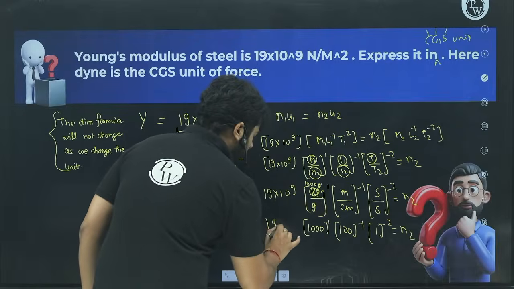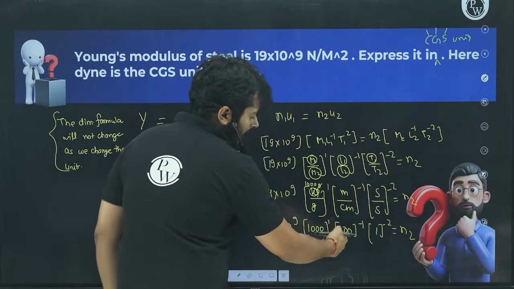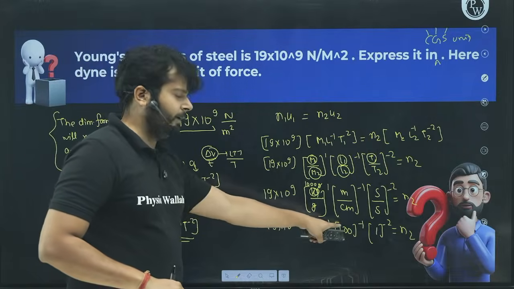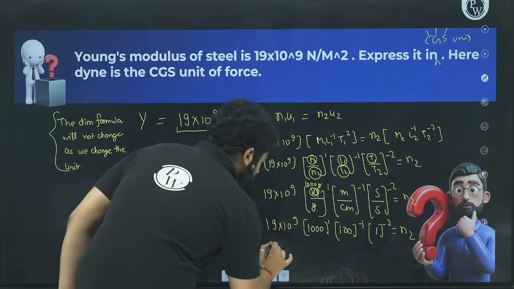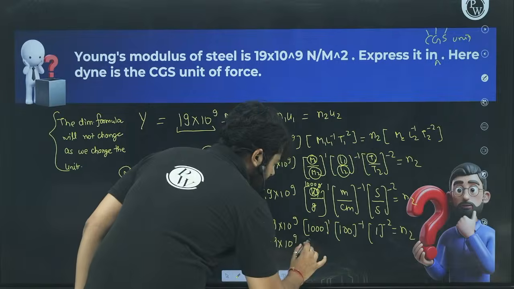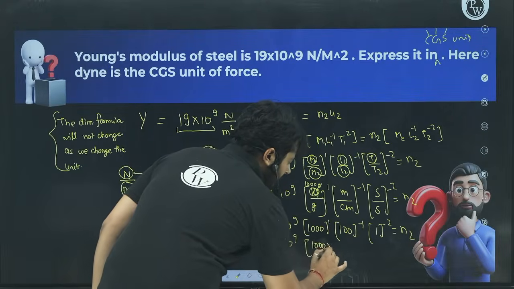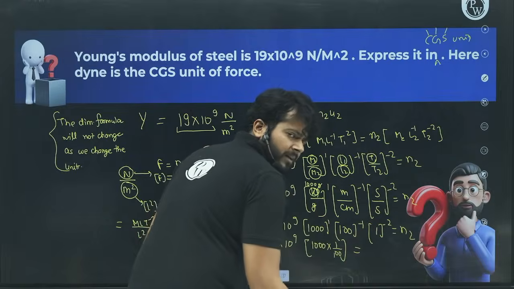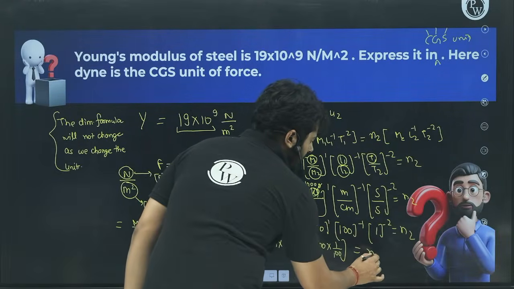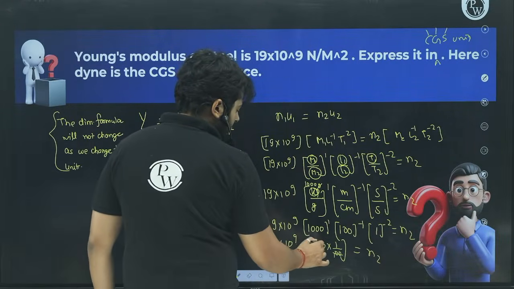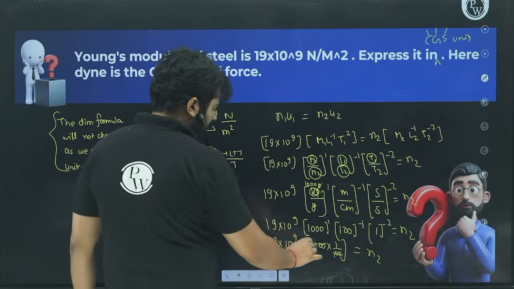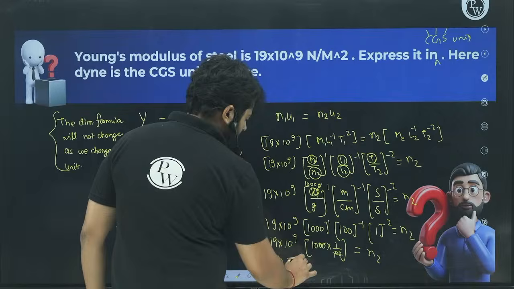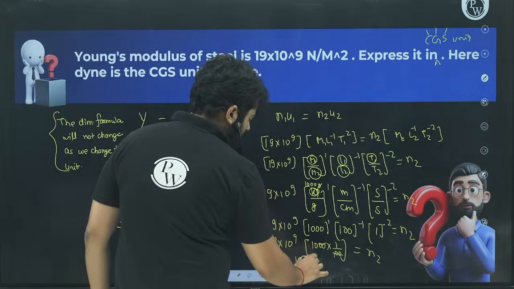So 19 into 10 to the power 9. 100 to the power minus 1 is 1 upon 100, right? And 1000 into 1 upon 100, right? So 19 into 10 to the power 9, 1000 and 1 upon 100. 1 to the power minus 2 is still 1. So it is n2, right? You see that these zeros are cancelling out. So n2 is, just multiply that, 19 into 10 to the power 10.